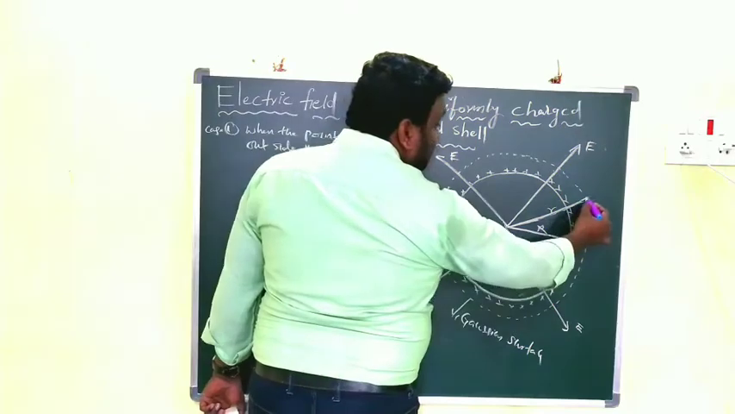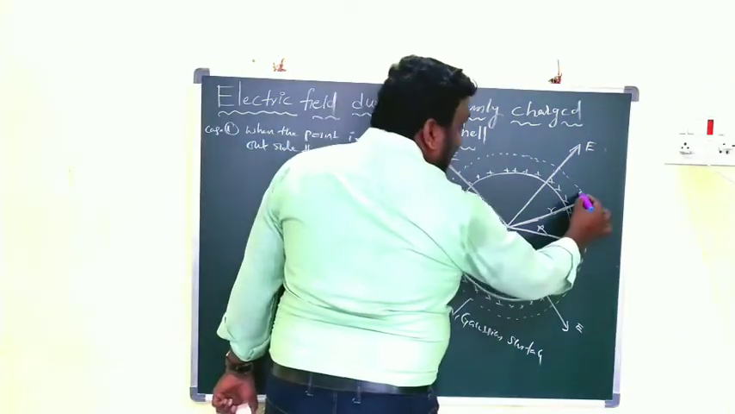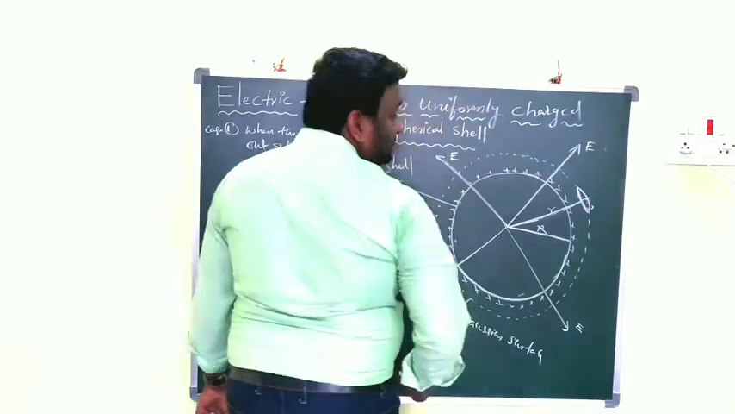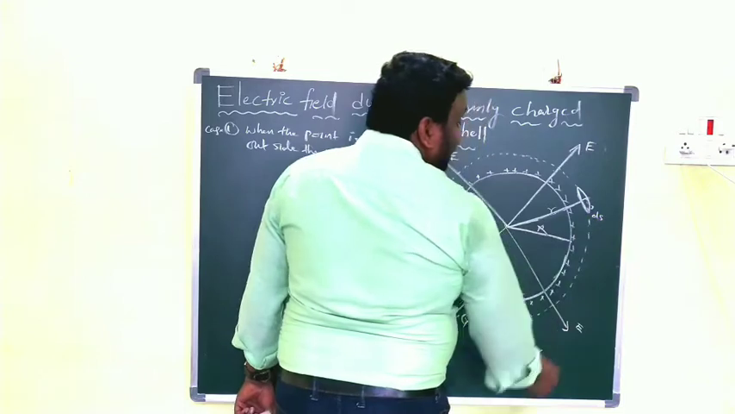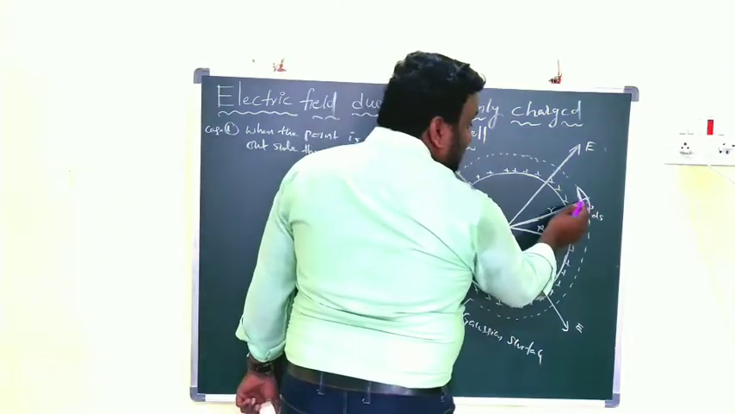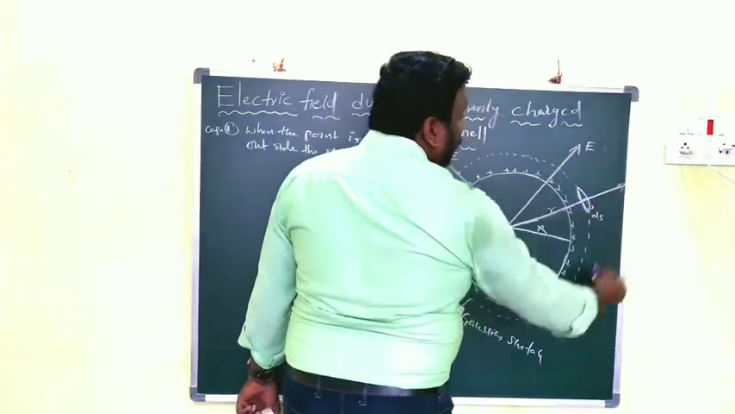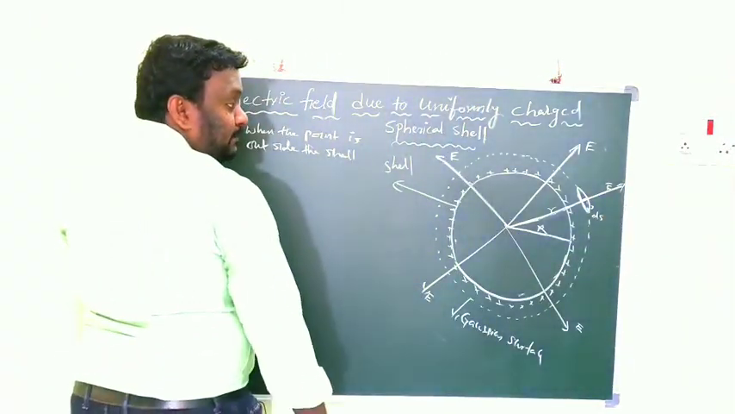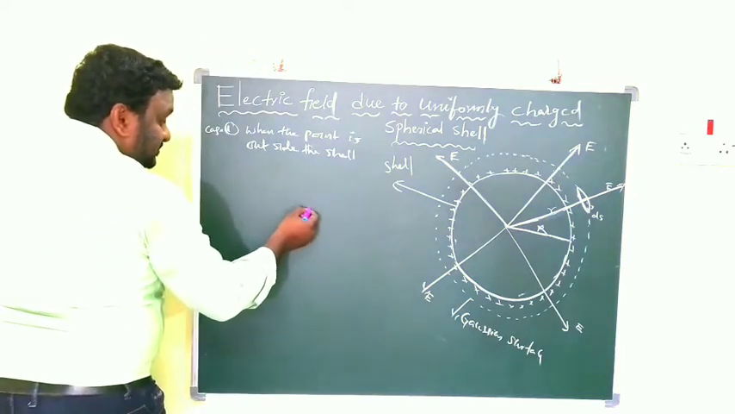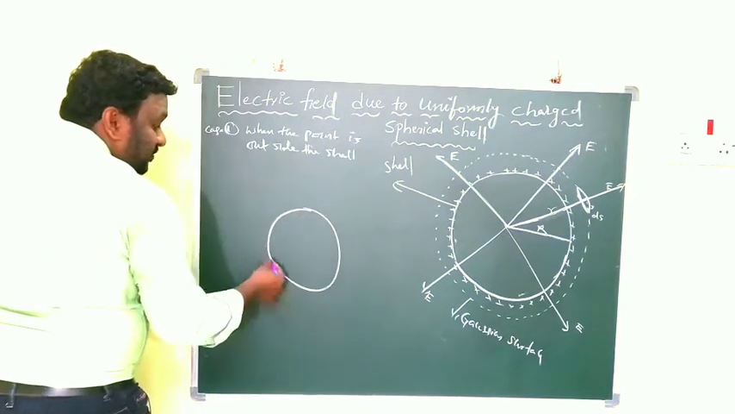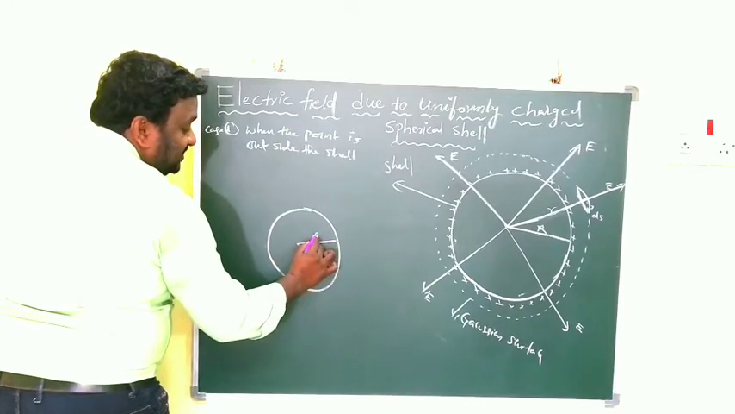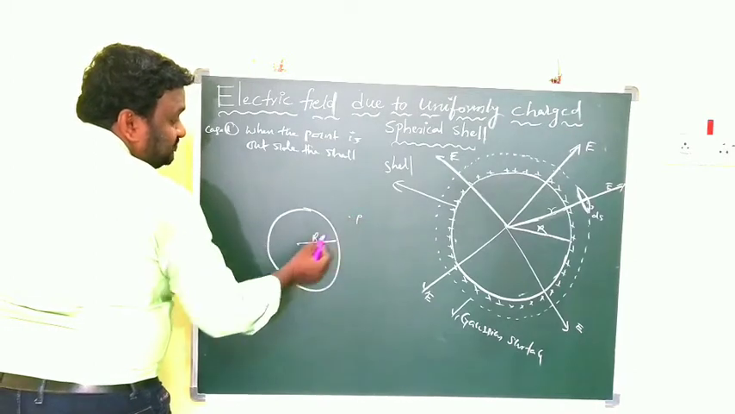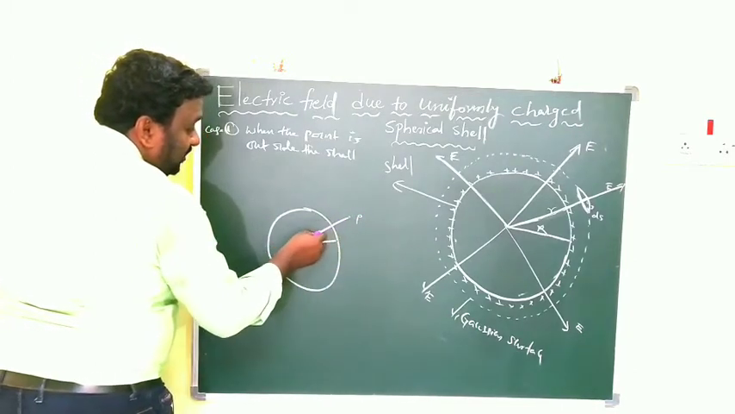Now at this point I have selected a small elemental surface, ds. At this point P, E and ds are both in the same direction. Clear? Don't bother, children. This is the spherical shell having some radius R. After that we have selected one point here, P, at a distance of small r.